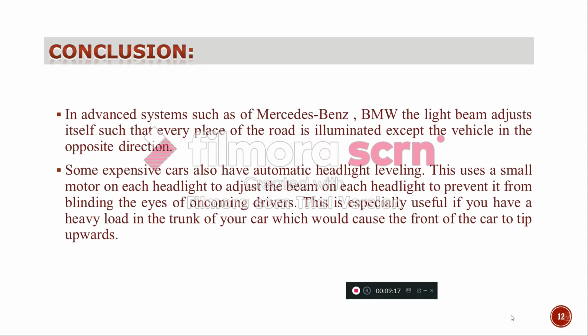By this, I can conclude that in advanced systems such as Mercedes-Benz and BMW, the light beam adjusts itself such that every place of the road is illuminated except the vehicle in the opposite direction. These expensive cars also have automatic headlight leveling. This uses a small motor on each headlight to adjust the beam to prevent it from blinding the eyes of oncoming drivers.